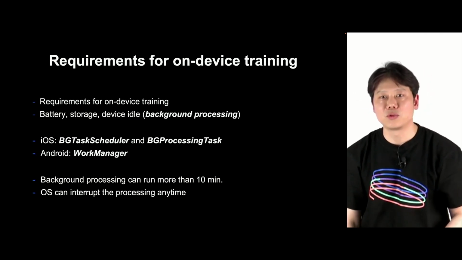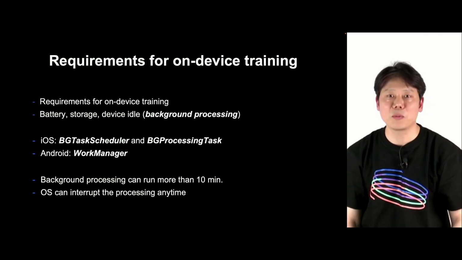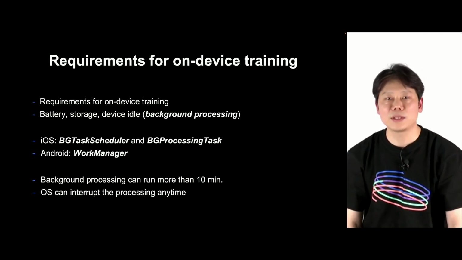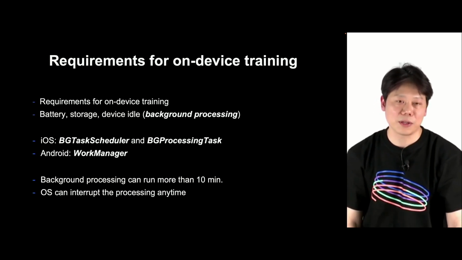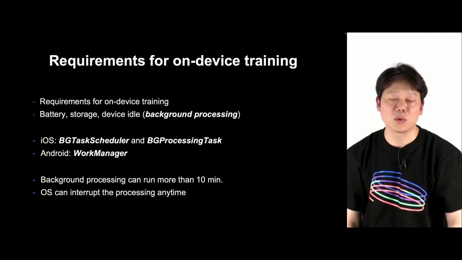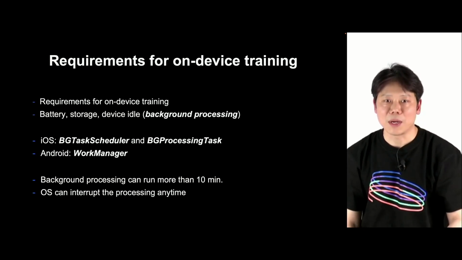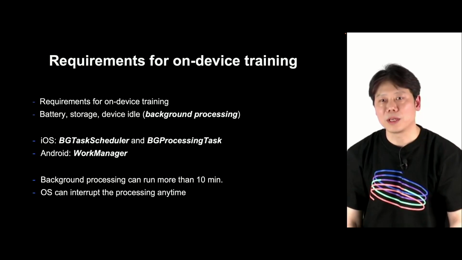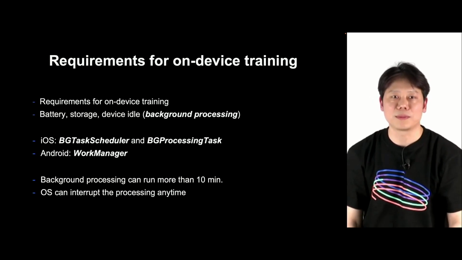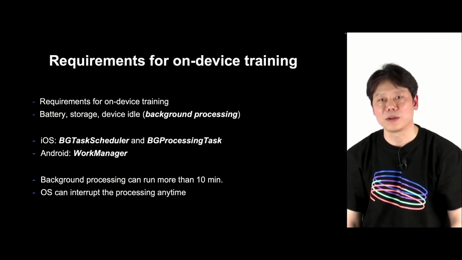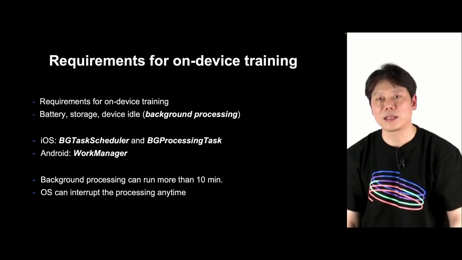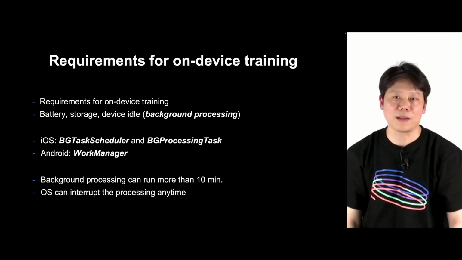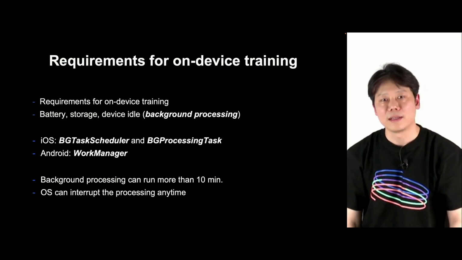So there has to be sufficient battery, and it has to be fully charged, and there needs to be enough storage. Lastly, the user must not use the device. So the key here is the last condition, which is background processing. Up until a few years ago, this was a condition that was very hard to realize, but fortunately, as there is more interest in machine learning, iOS and Android both provide special APIs for this.